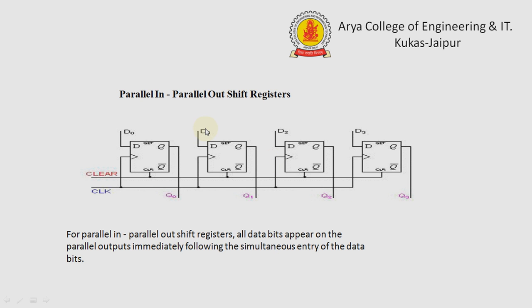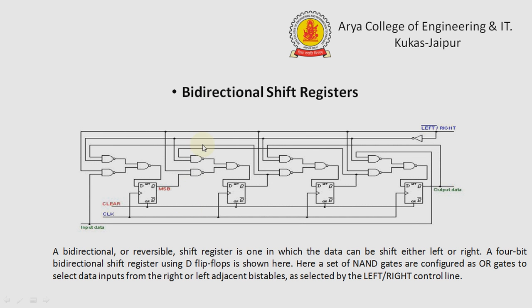Now the next type of shift register is the parallel input, parallel output shift register. In this type of shift register, input is given in parallel form and the output is also taken in parallel form. And here is the bidirectional shift register.